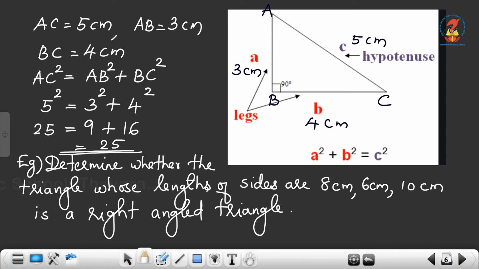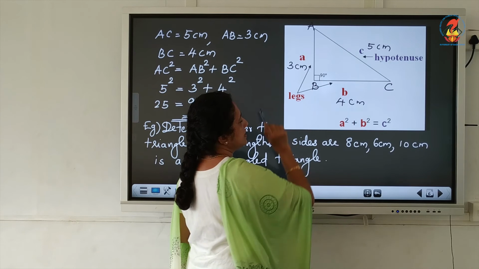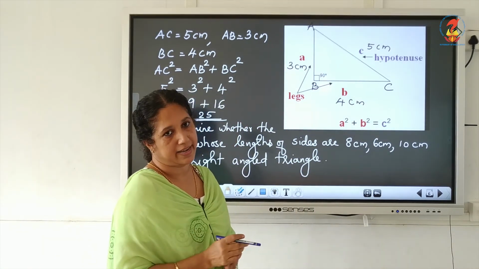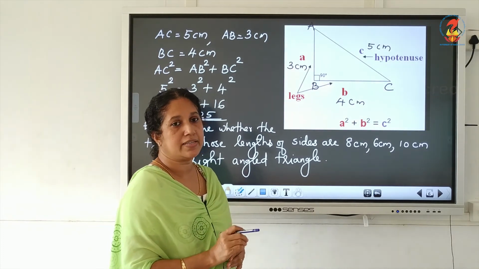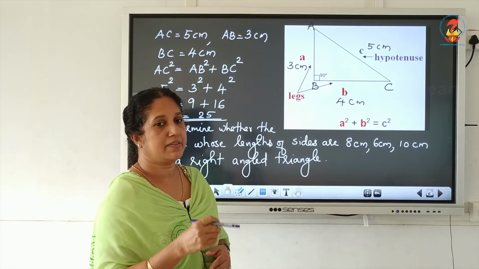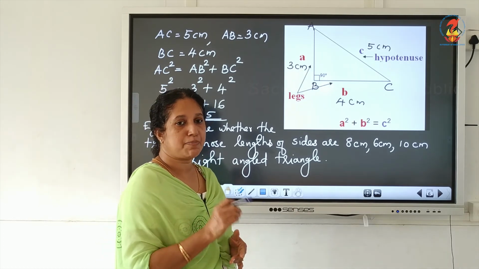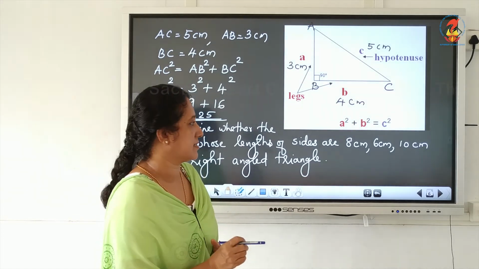So we can say that 5 centimeter, 4 centimeter and 3 centimeter are the lengths of the sides of a right angle triangle. So if the given triangle satisfies the Pythagoras property, then we can say that the triangle is a right angled triangle, and this Pythagoras property is satisfied only for right angled triangles.